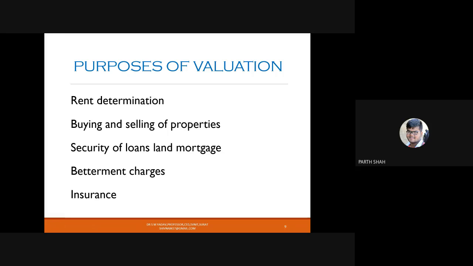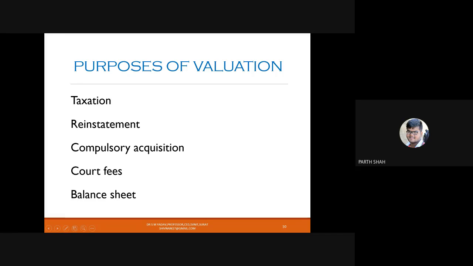The valuation of property is also carried out for betterment charges. If the property is required to be developed, or its surrounding is required to be developed, or some addition is required to be done, like some facilities, for these betterment charges also the valuation may be carried out. The valuation of property is also carried out for the purpose of insurance. It is also carried out for taxation purposes.